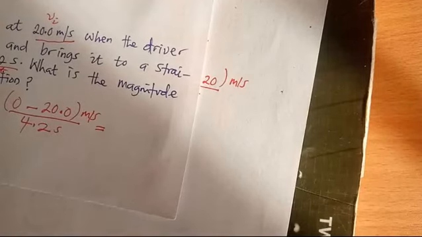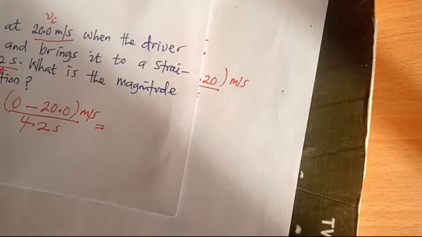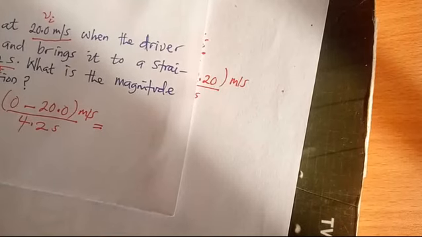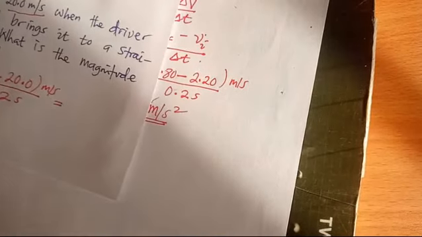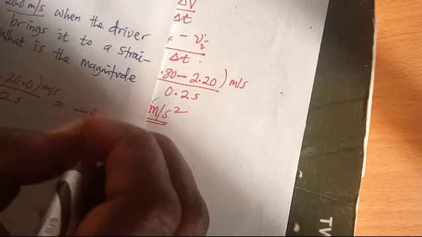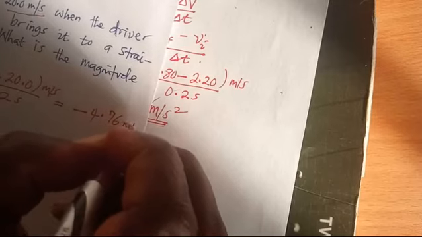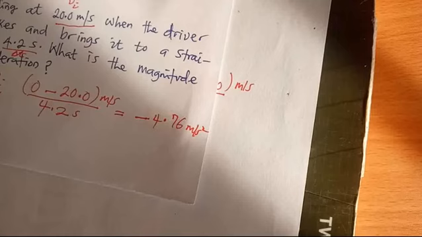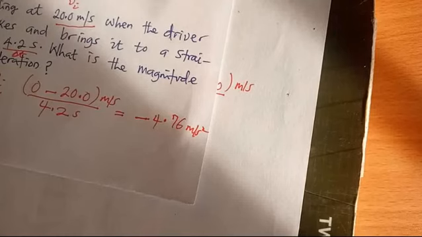Again, take your calculator, open bracket, 0 minus 20.0, close bracket, press the division operator. Now press the denominator, 4.2, press the equals sign now, and you see you have a negative acceleration, 4.76 meters per second squared. And this makes sense because the object is slowing down, the car is slowing down. Whenever a particle slows down, its acceleration is negative.